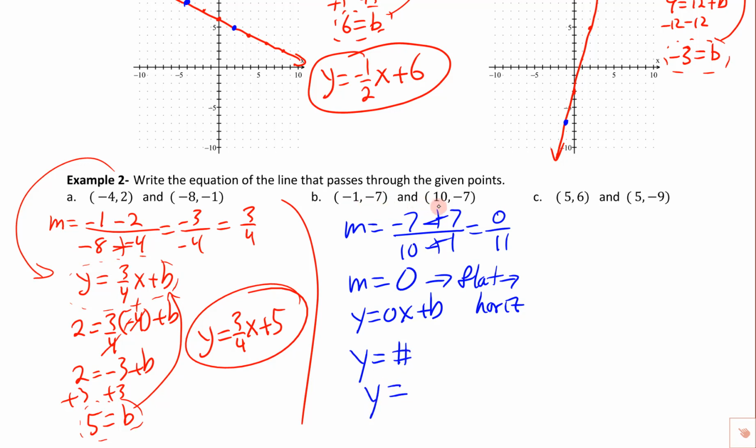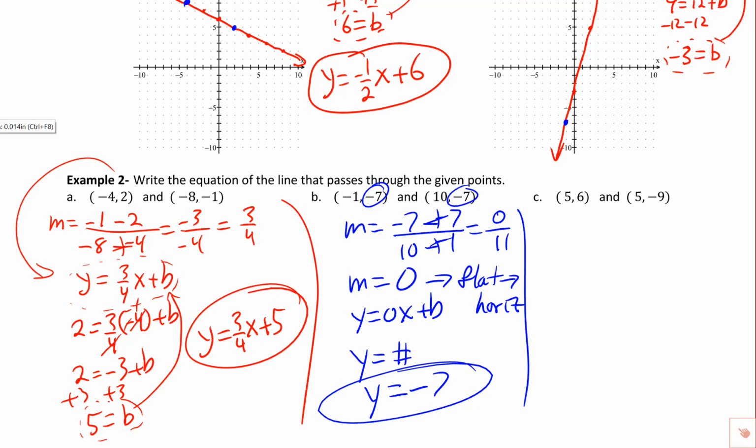It's not going to be the x's. Look at these guys right here. They're both exactly the same. So it's going to be y equals -7. And you could get that by plugging in one of these points. It would work just fine. Okay, last one. Let's take a look here.